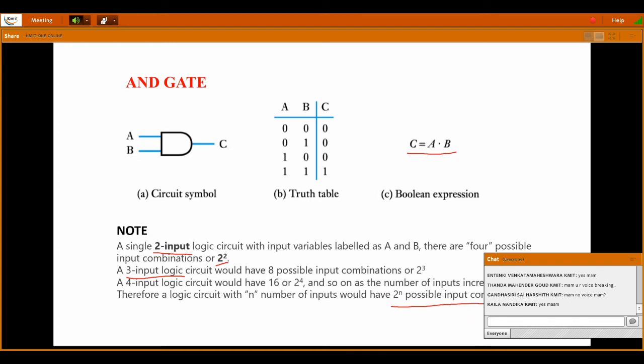This point is important, ma'am. You need to remember this. You will get this question in the MCQs.